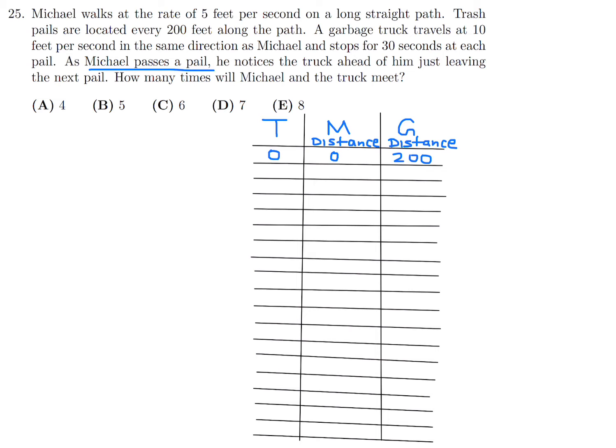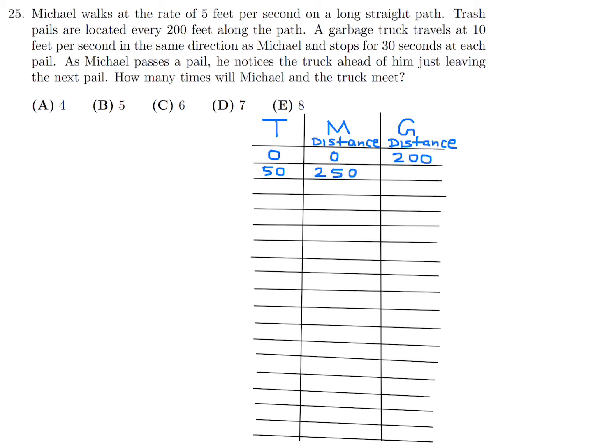as Michael passes a pail, he notices the truck ahead of him just leaving the next pail. So we're using that as sort of our time 0. So let's work with this. At 50, that's 50 seconds into it, how much distance does Michael cover? Well, he's 5 feet per second, so 250 feet. Now, the garbage truck is a little bit different. It's not continuous. Michael is continuous. He just keeps walking, never stops, apparently.